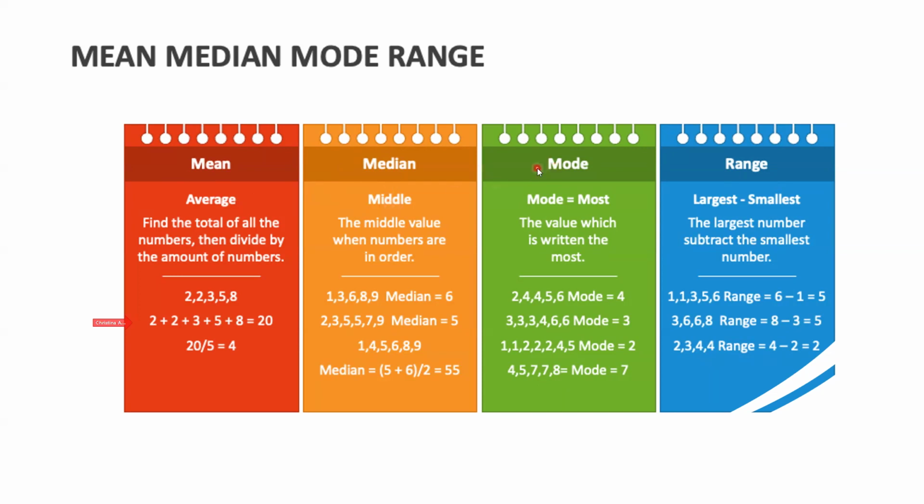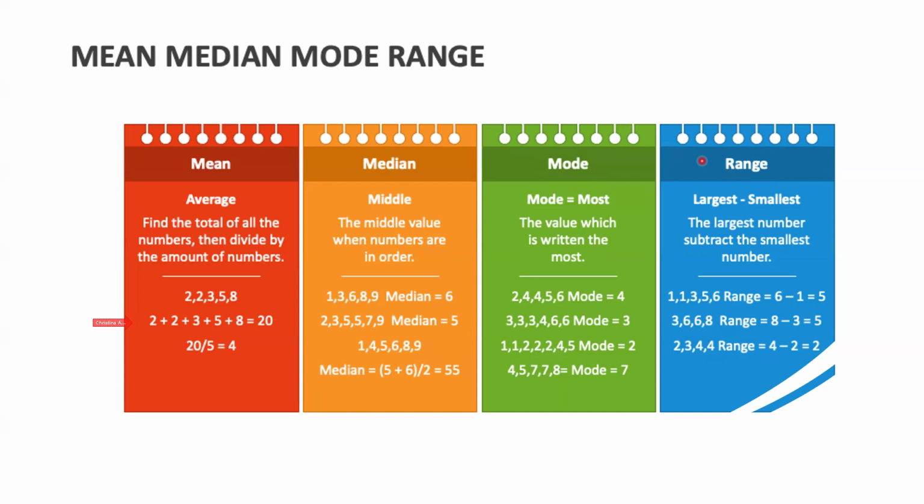Mode is for most. MO for mode, MO for most. That might be the easiest one to remember. And that is just the number that occurs the most often. And then last but not least, we have our range. Our range is wanting to know the overall span of our data set. So to find our range, you take the largest number and subtract from it the smallest number.